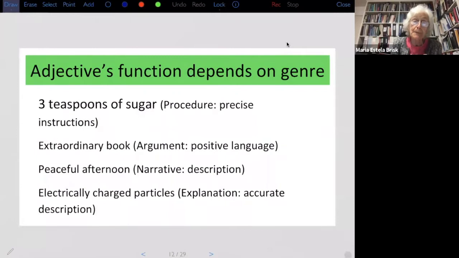When you say peaceful afternoon in a narrative, it is to give a description. And when you say electrically charged particles, electrically charged are adjectives that give you an accurate description of those particles. Accurate descriptions are so important in science. So we teach the kids the language for its function, and not just a plain part of speech that you do for 15 minutes and then forget about it.